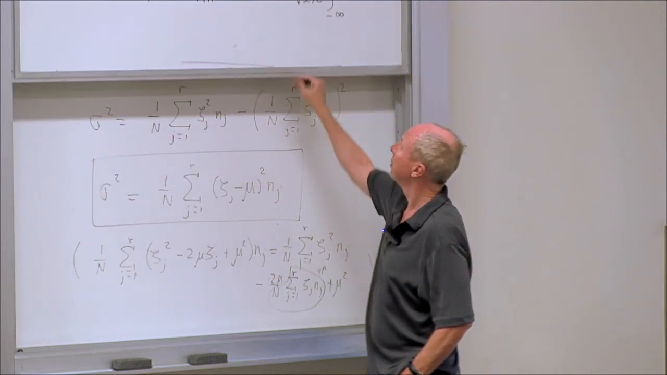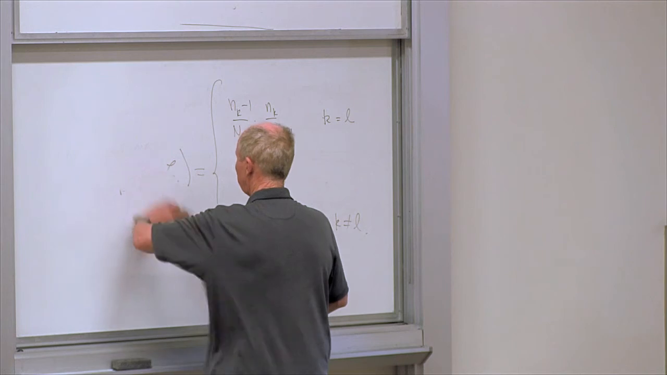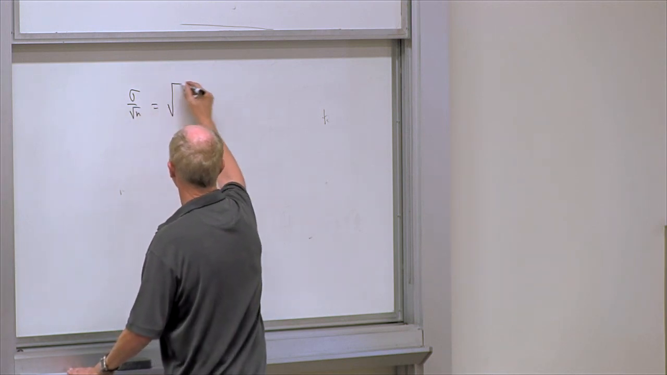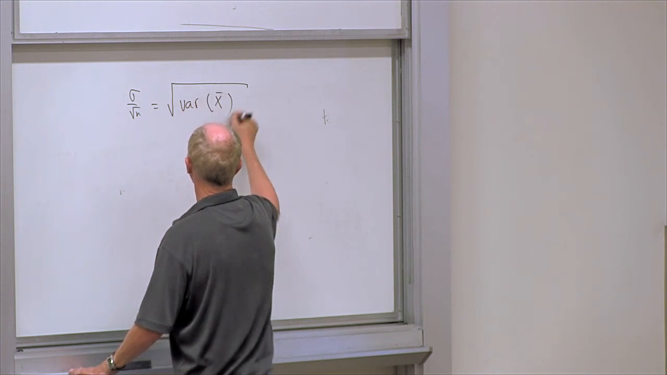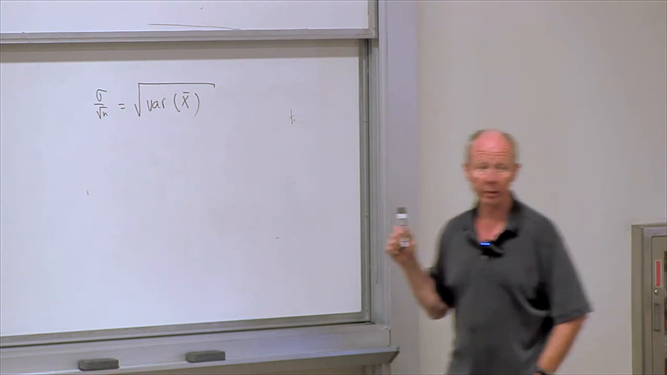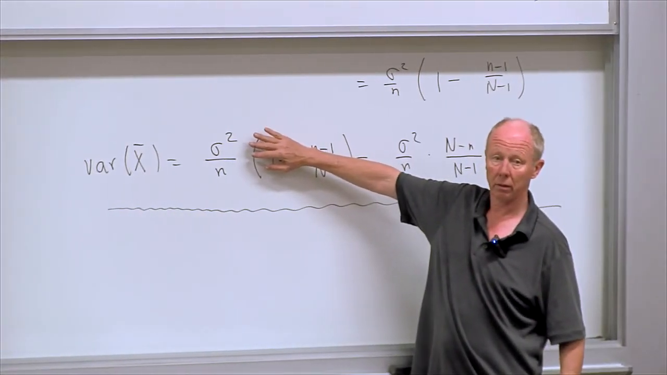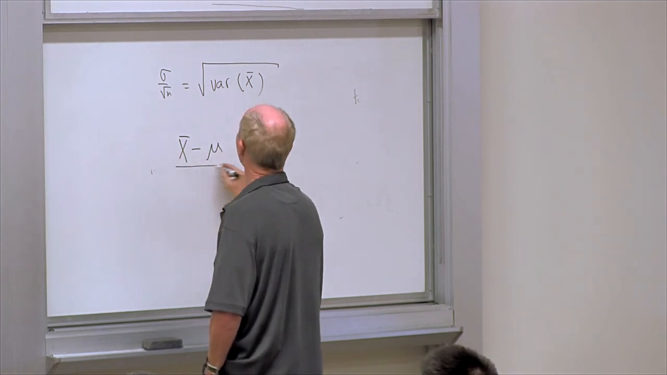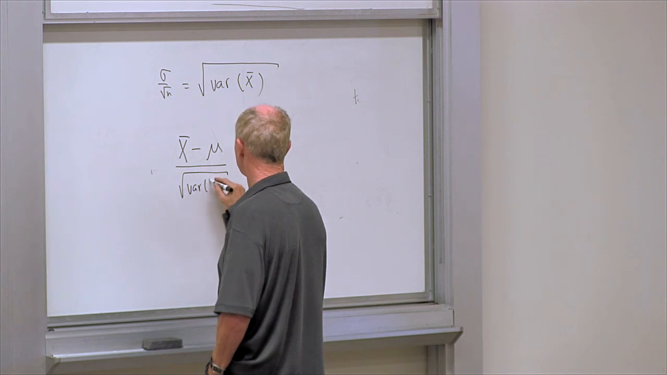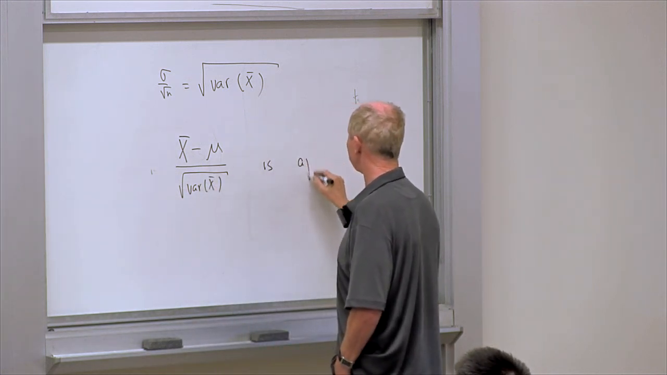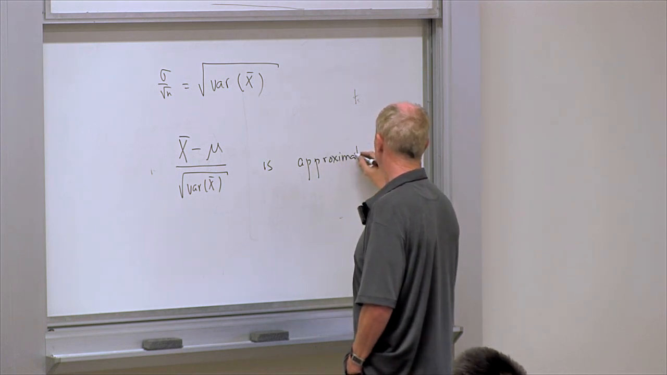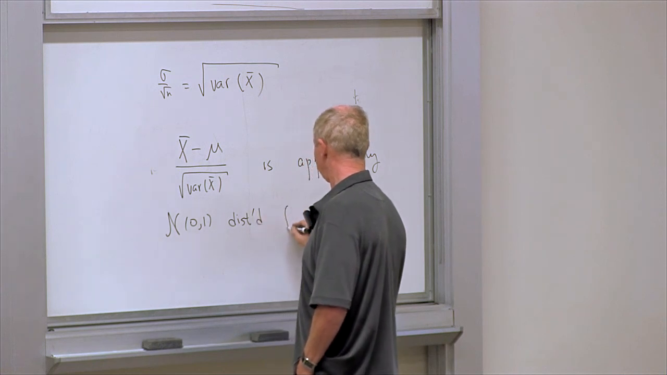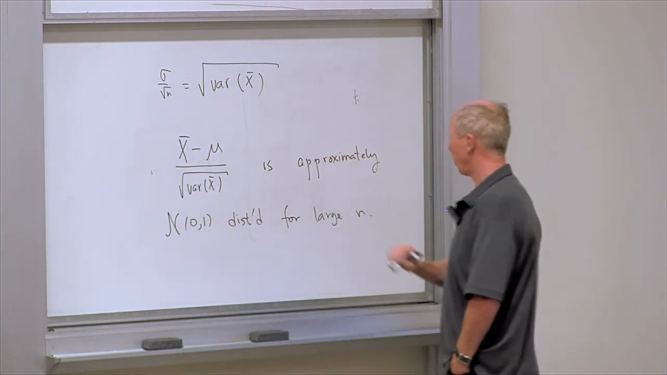Now, this factor is sigma over root n. It is the square root of the variance of x bar. This is the independent case, right? In the independent case, the variance of x bar is that. So in other words, we could rewrite this as x bar minus mu over the square root of the variance of x bar, which is approximately normally distributed with large n. Large enough sample size. Okay?